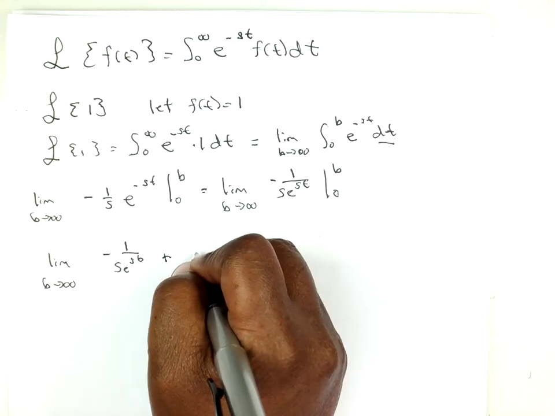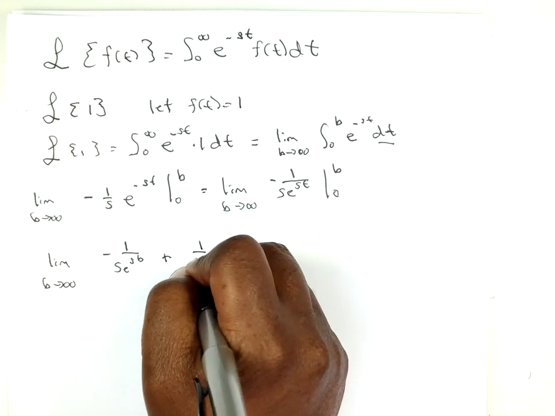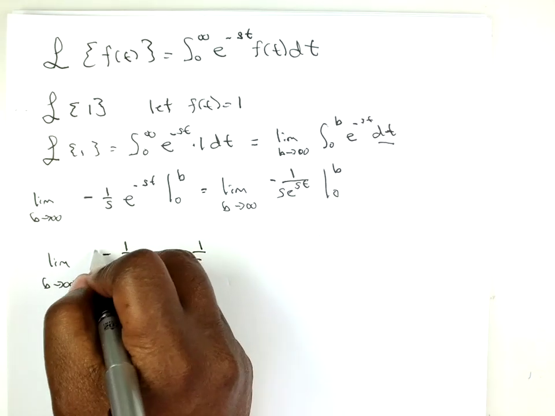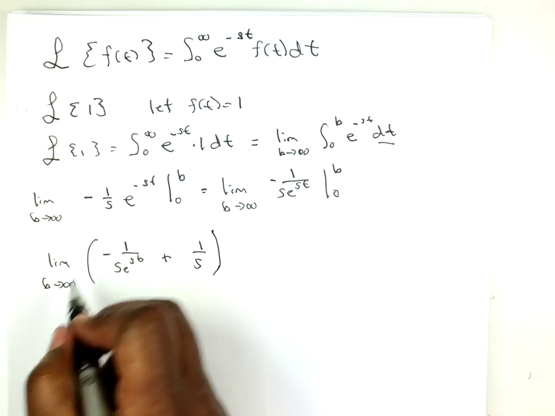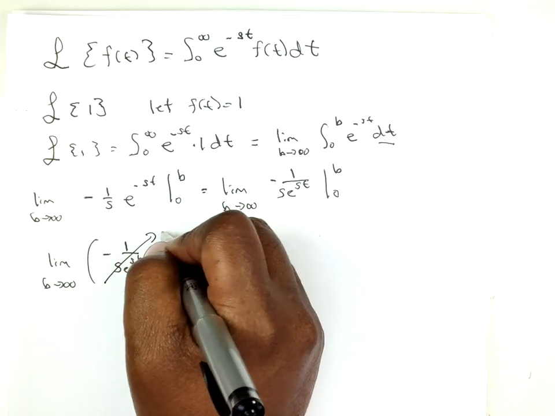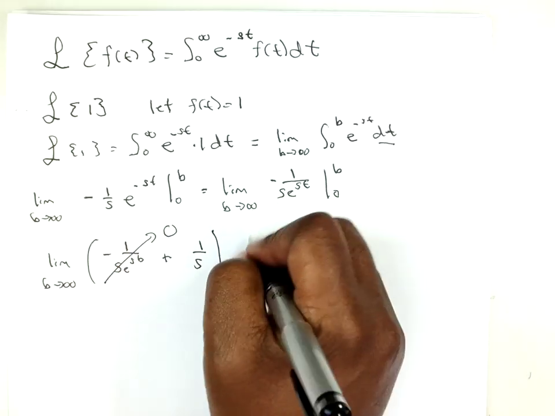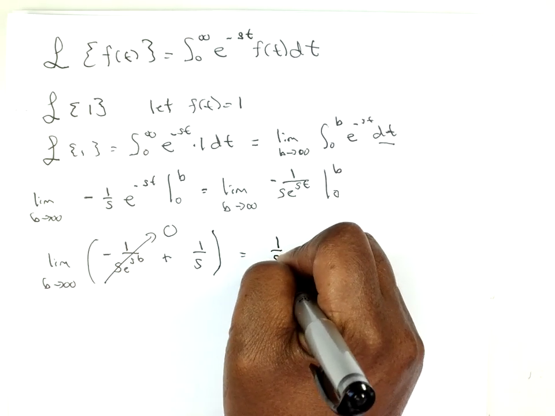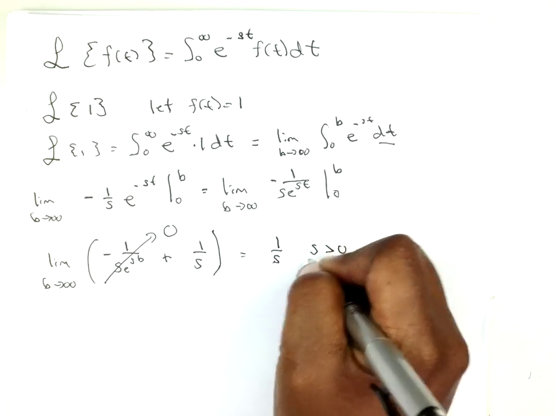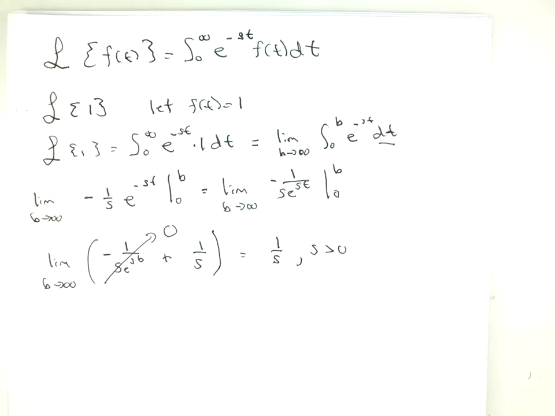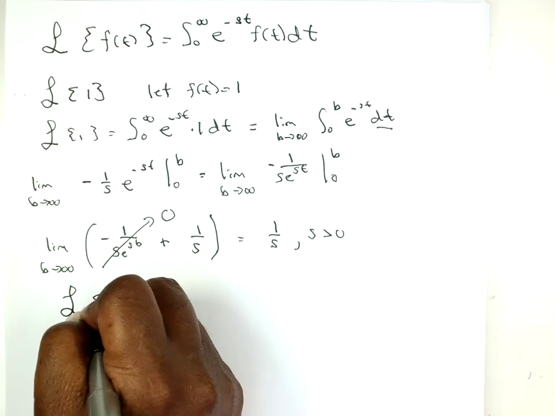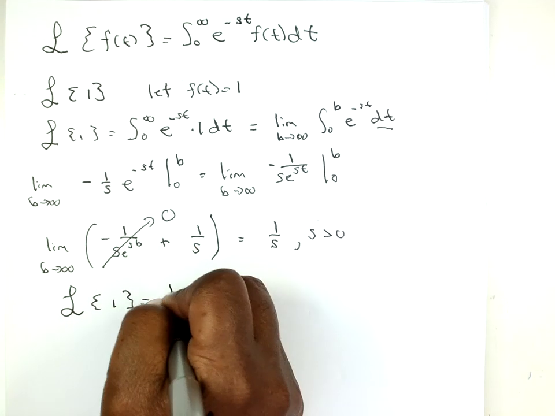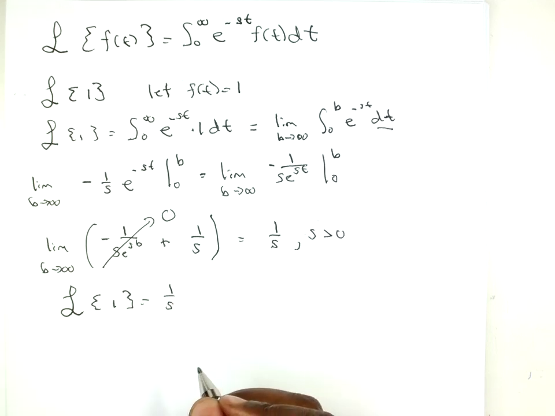plus 1 over s when I evaluate it at 0. So this term, as b goes to infinity, is just going to 0. So I'm left with 1 over s, and s has to be greater than 0. So the Laplace transform of 1 is equal to 1 over s.